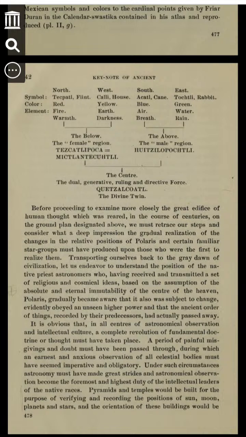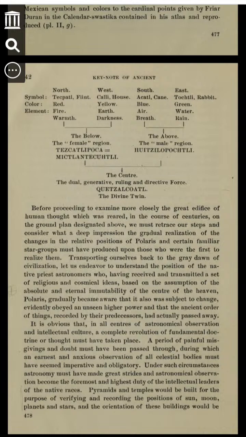Now, when you go to the right hand side, you see Huitzilopochtli, right? The male region. And then under their brackets, you can see what the below or the female is represented and the above or the male region and what the male is represented as, right? So the color red is associated with the below. Fire is associated with the below. Warmth is associated with the below. The tecpatl, or the flint, right? Or the flint knife, which is important, right? We're gonna get to some of its importance today.